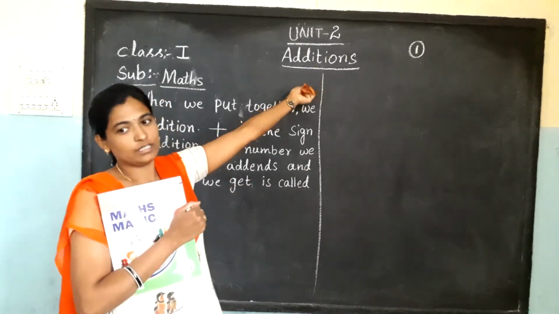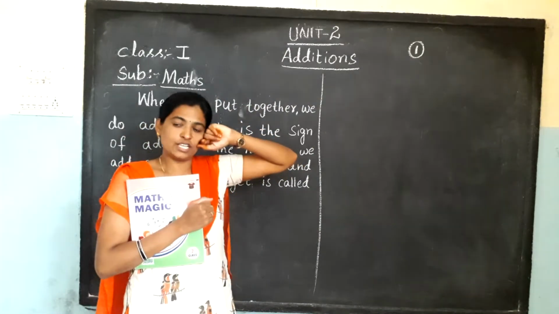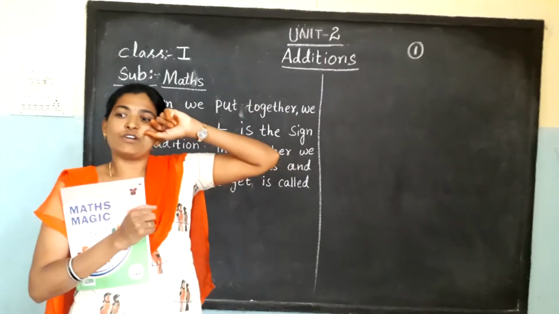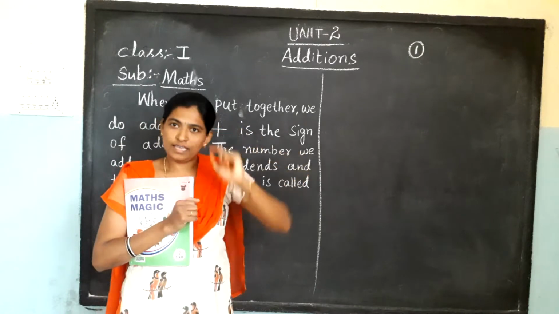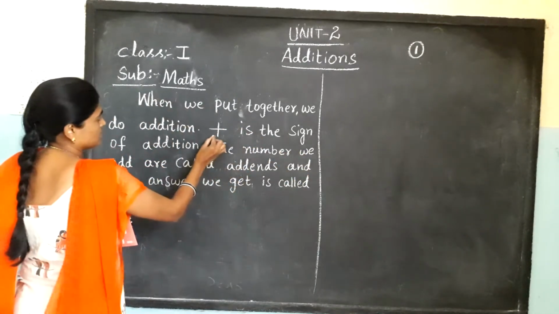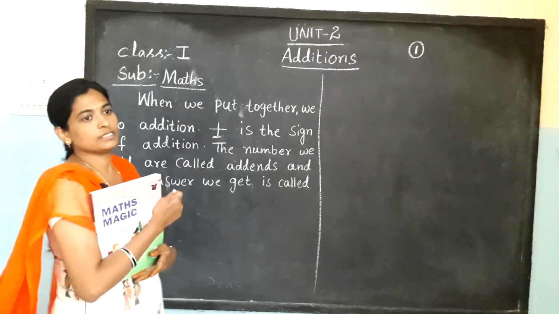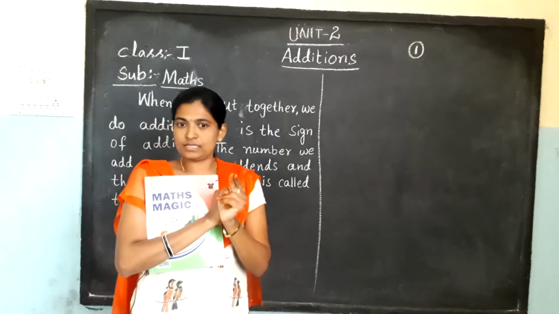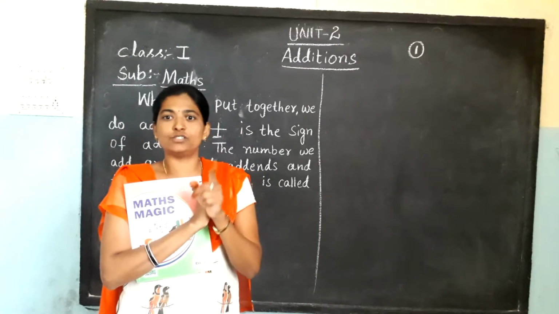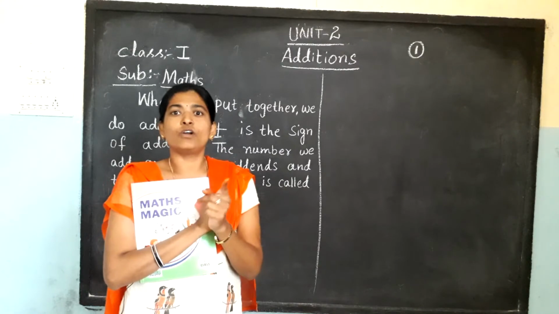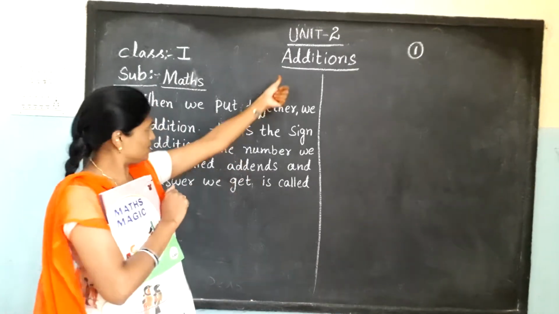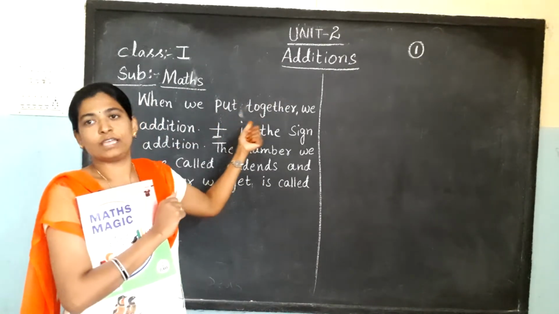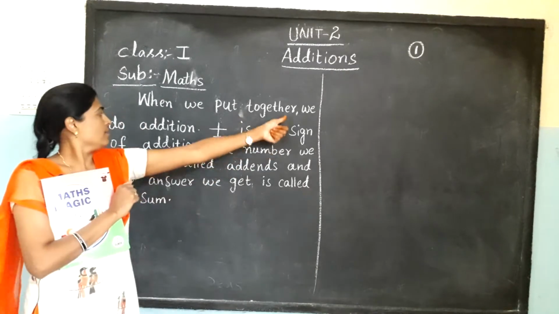What is the addition symbol? In first class only we have learned the addition symbol. Tell me, what is the symbol of addition? Yes, plus. Plus means we should add two numbers. Putting two numbers together is called addition.